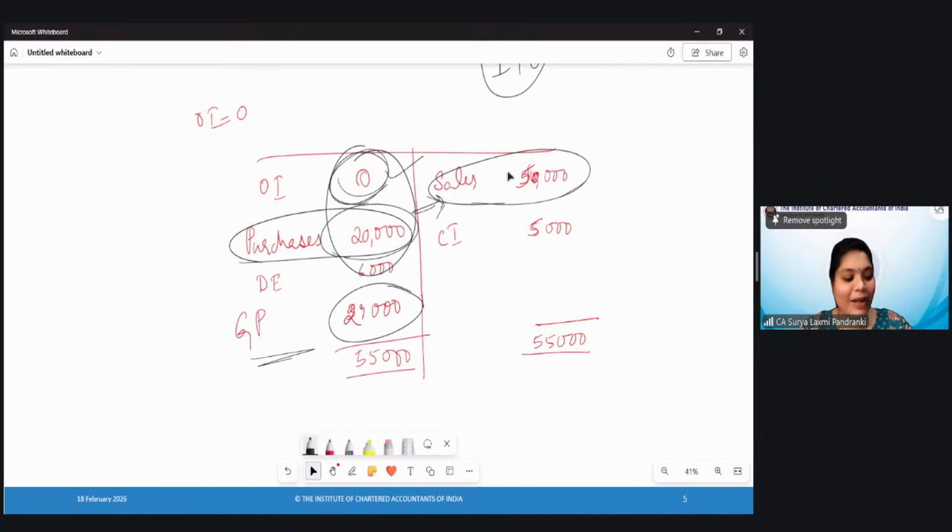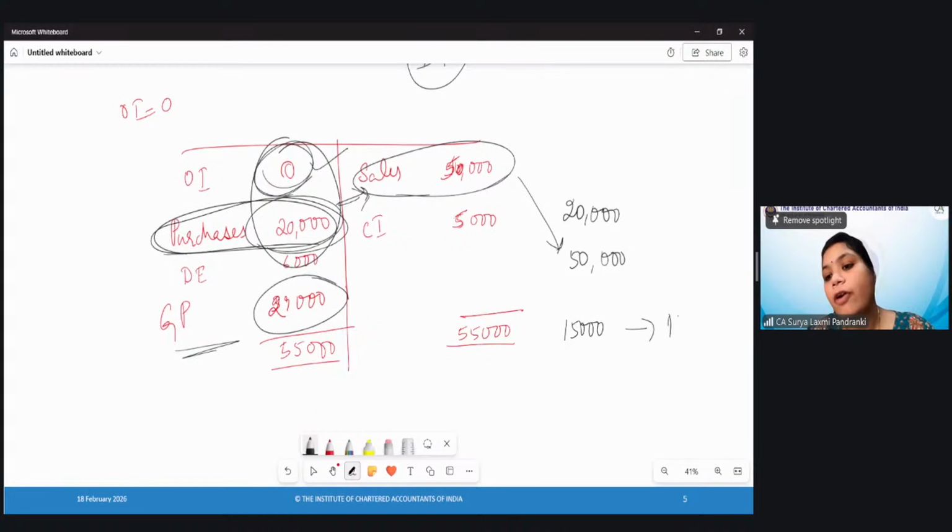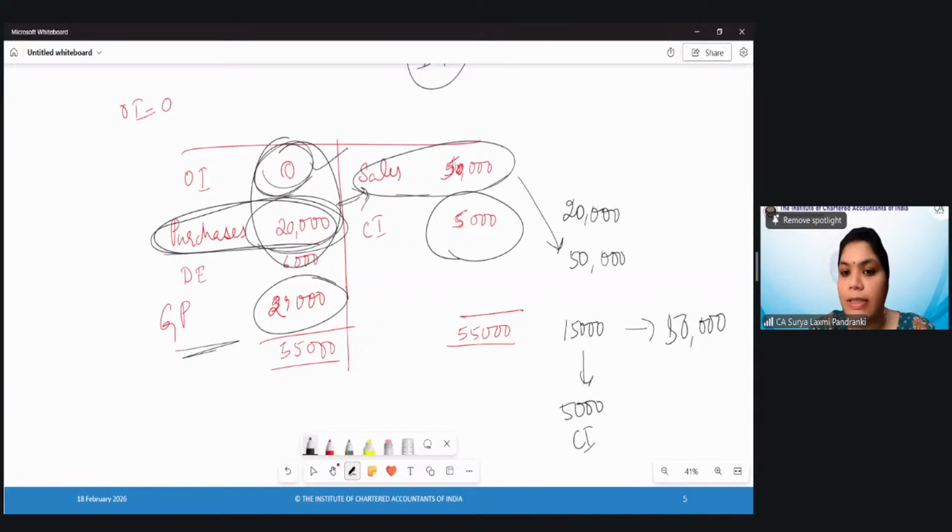Good question. But then you look at your purchases. How much is the purchase you have done in the current year? 20,000. Right? And the goods are sold for 50,000. Can you see the sales 50,000? Which means out of this 20,000, 15,000 worth of goods were sold for 50,000. And the remaining 5,000 is there in your closing inventory.